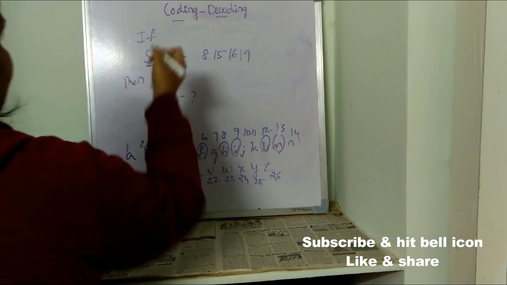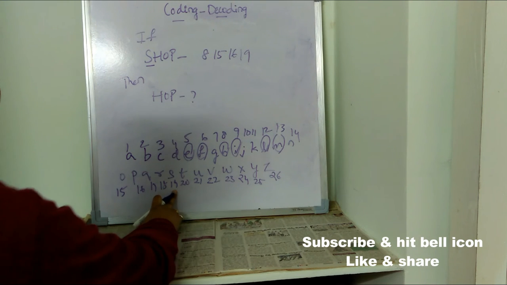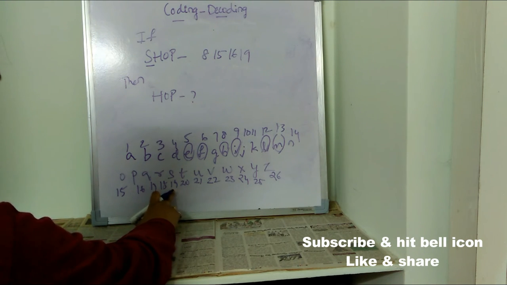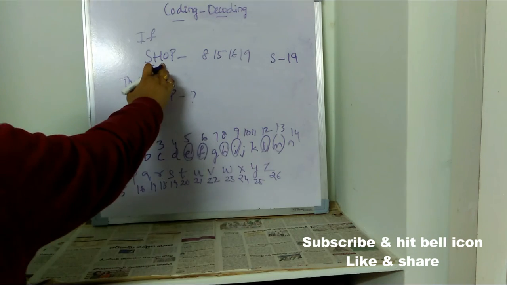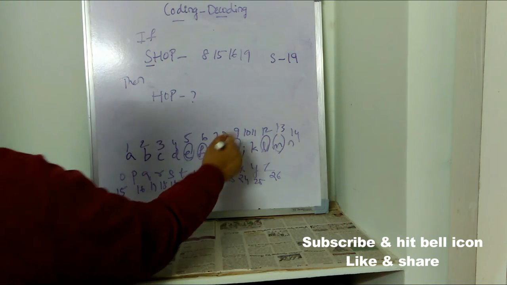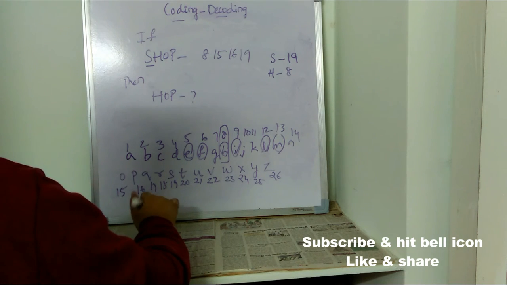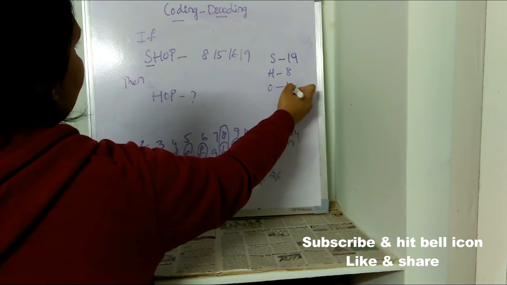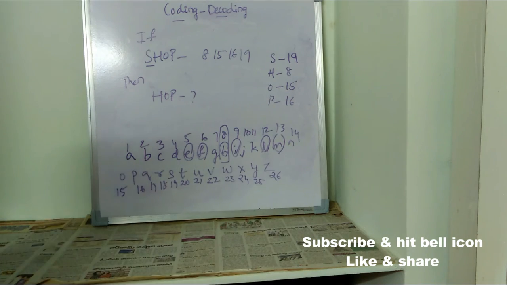Okay, let's see in which position S is. S is in 19th position. H is in 8th position. O is in 15th position. And P is in 16th position.